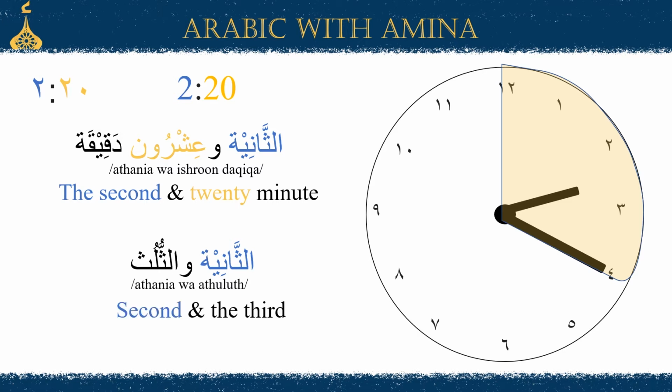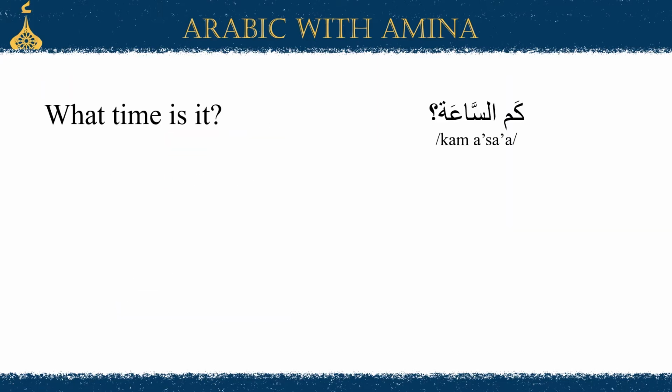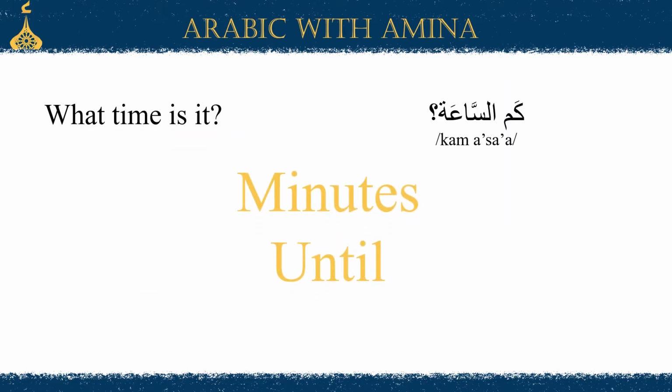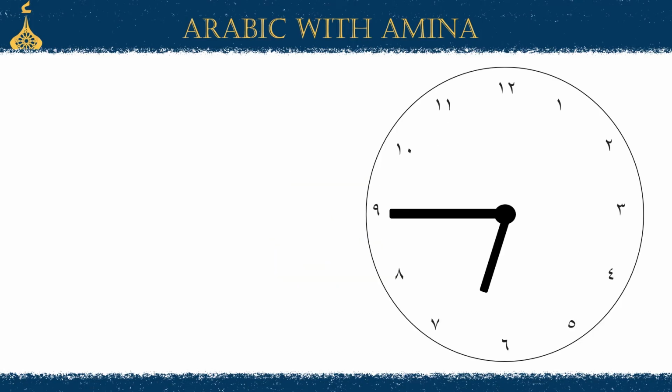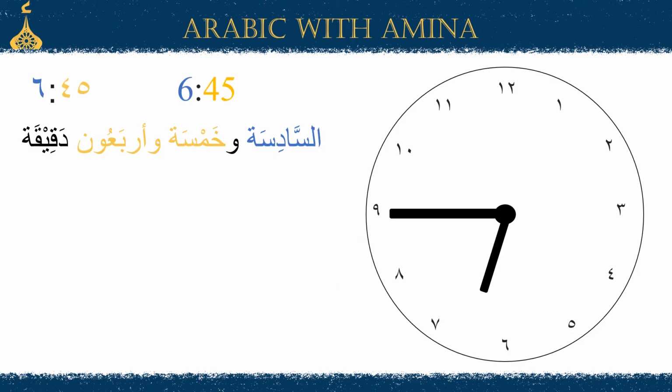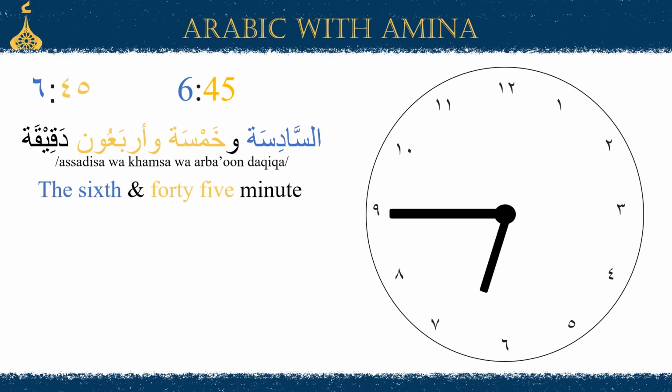So the first word we mention is the hour, and then the second word is either the minutes or a quarter, half, or third. So now we are going to be learning how to say minutes until. We can see here that it is 6:45. We can say the time is السادسة وخمسة وأربعون دقيقة, the 6th and 45 minute.